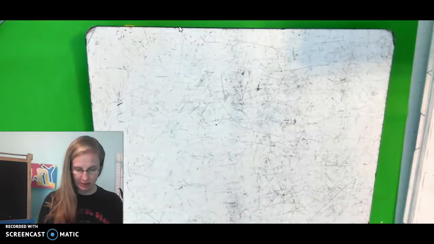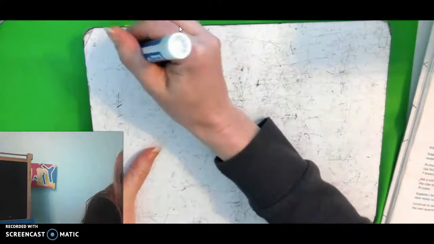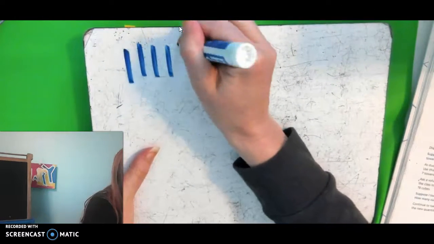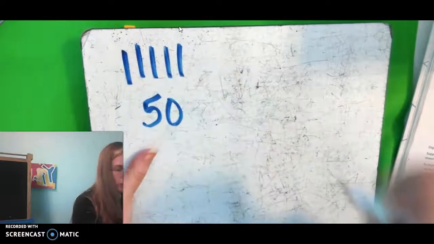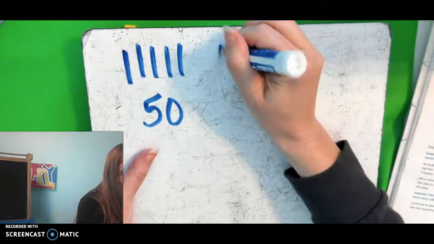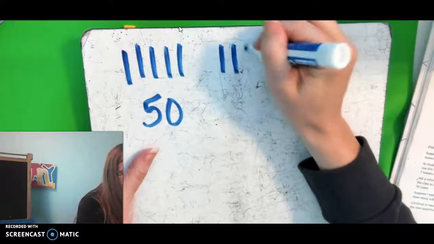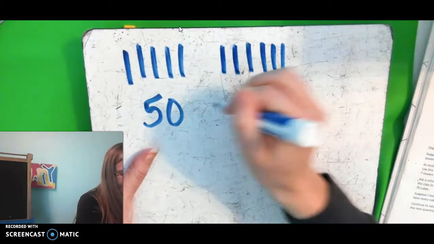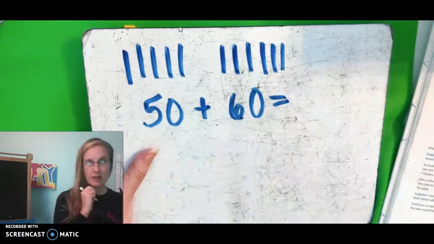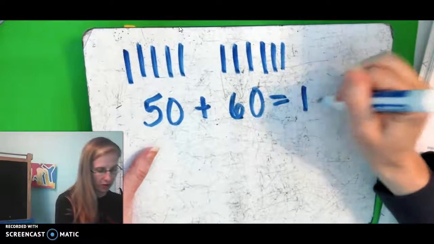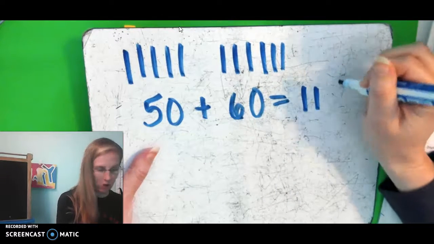We started by building 50. 1, 2, 3, 4, and that was 5 towers of 10. And then we were asked to add 60 more, so that was 6 towers. And then we used a strategy to combine those two groups to figure out there were 110 in all.